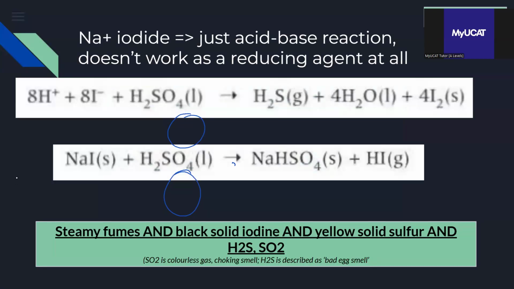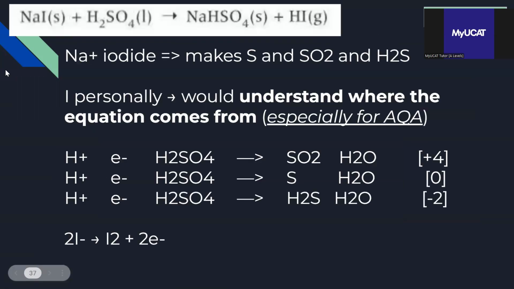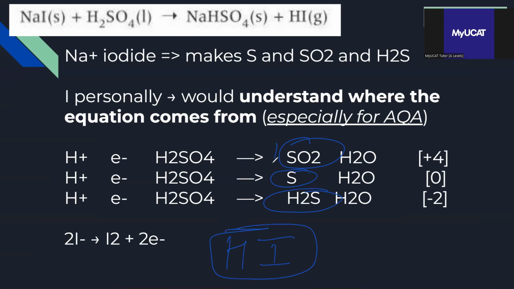So if we try an example of a question, and just before we do, observations. Don't forget the observations. What are you going to see? So, SO2, S, H2S, HI. What are we going to see for each of these? Okay, so one at a time. What is HI going to look like? HI is going to be white fumes, okay?